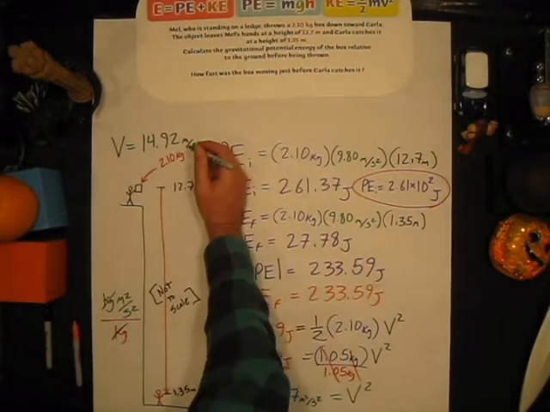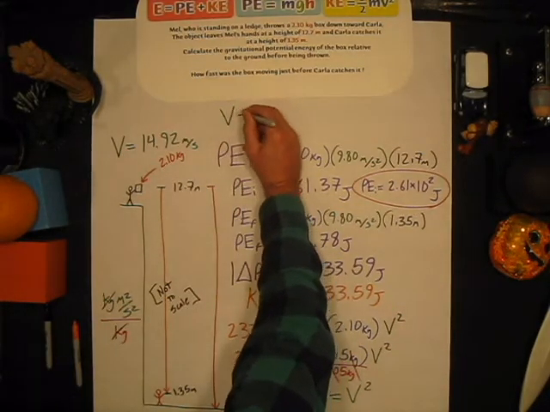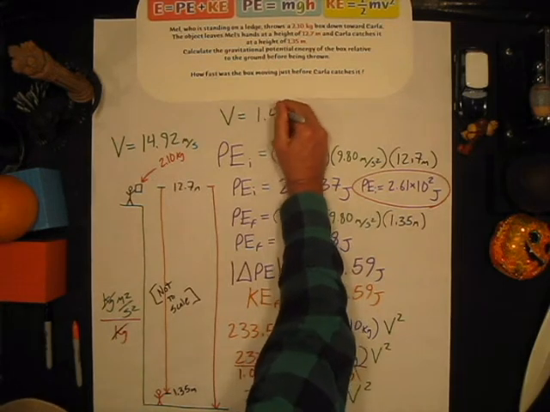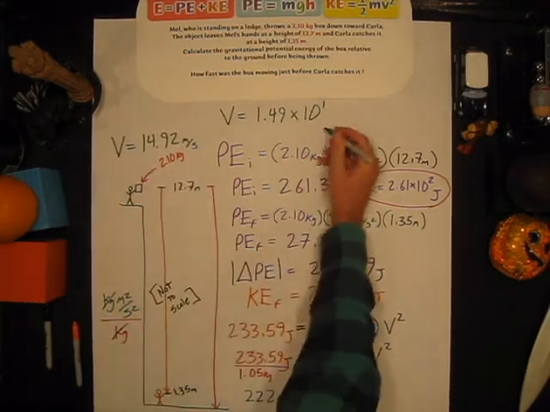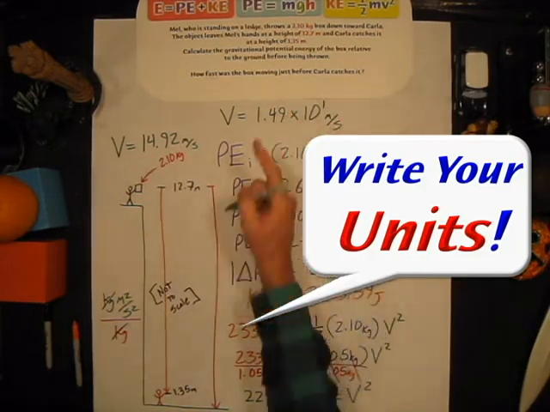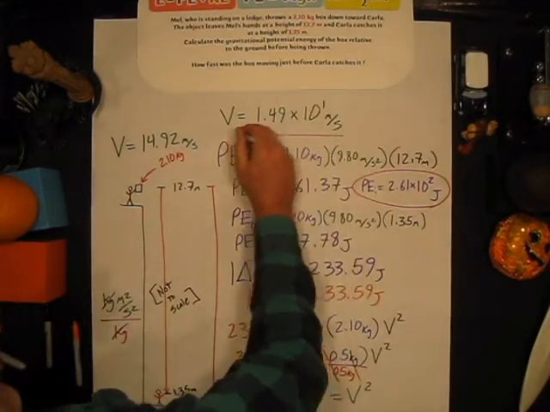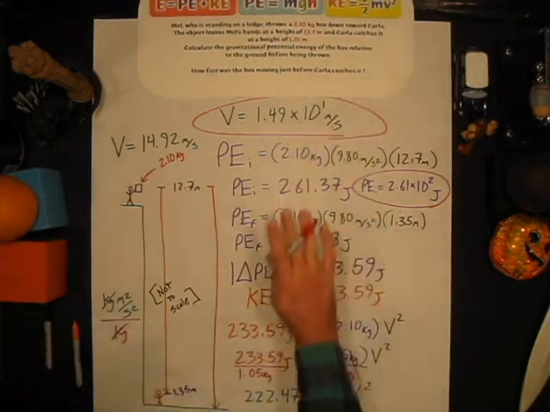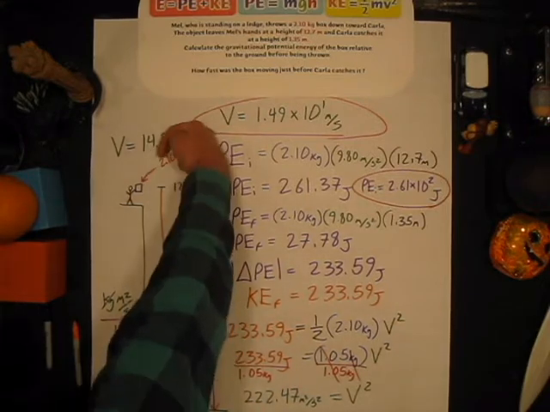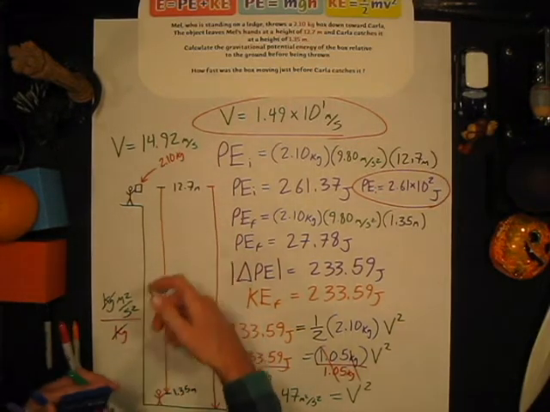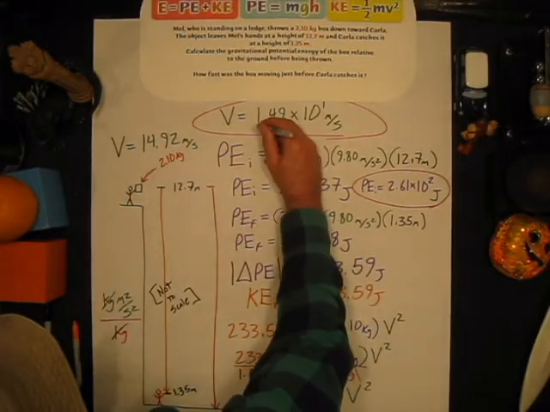Okay, so what's my final answer if I want to write it in scientific notation? I know I'm doing this up at the top, but oh well. Velocity equals 1.49 times 10 to the first power. Don't forget the unit. Write your units. Meters per second. And that's how fast the box was moving when Carla caught it. Now, if you want to describe the direction, if you're saying that this is positive, well then that would be the negative direction. So you could say this is a negative velocity. Or to make it very, very clear, you could just say downward.